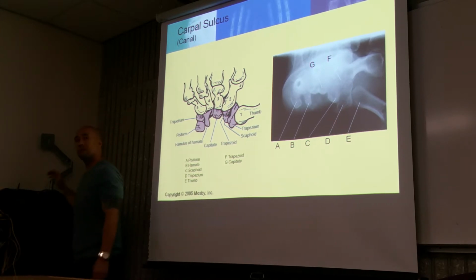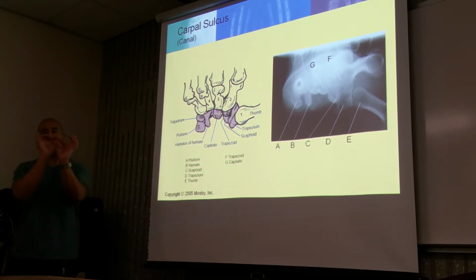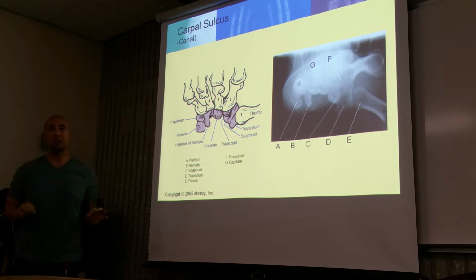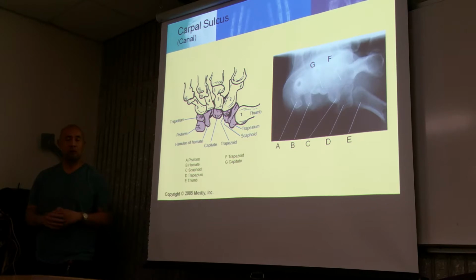So when you say hamulus of hamate, it's that bottom portion? Yeah, it's kind of like a projection. It almost looks like a hammer sticking out. Okay. When I say hamulus, I think of a hammer. That's how I remember it.